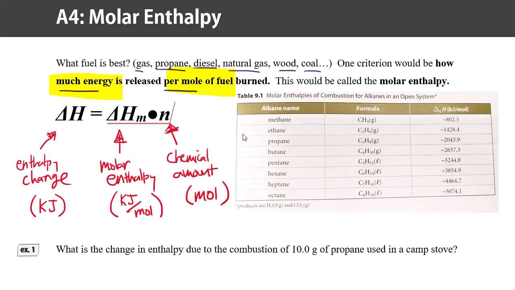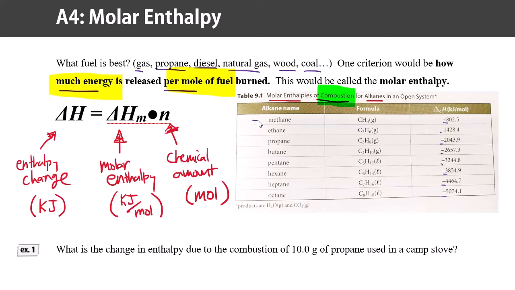And so to get us started with this, I'm going to give you a few molar enthalpies. So here's a table of molar enthalpies of combustion for some alkanes. Now you have to notice a couple of things. You really have to pay attention to the fact that these are molar enthalpies of combustion. So this is the amount of energy that's released. In all of these cases, it's released because the molar enthalpies here are negative. So these are all exothermic, which makes sense if I'm burning something. These are all molar enthalpies of combustion.